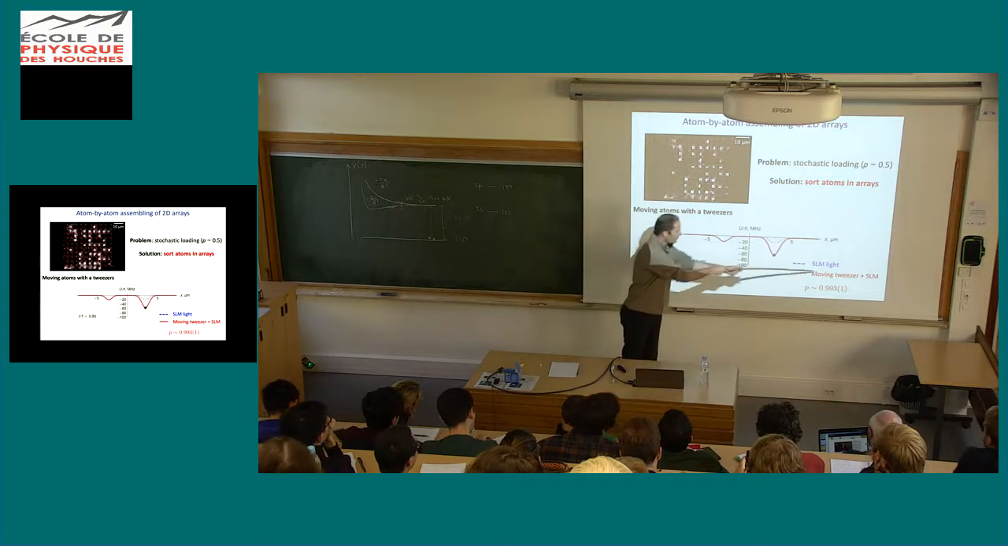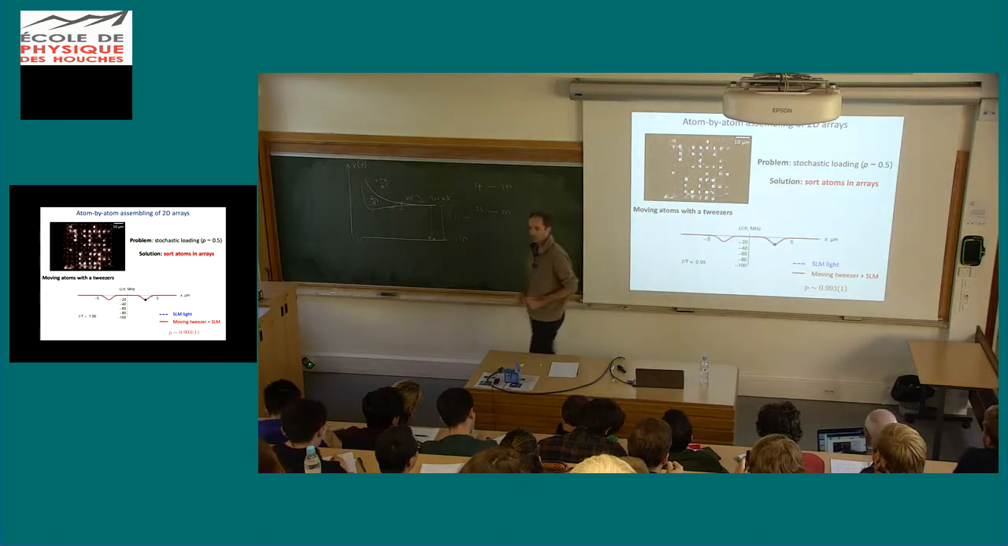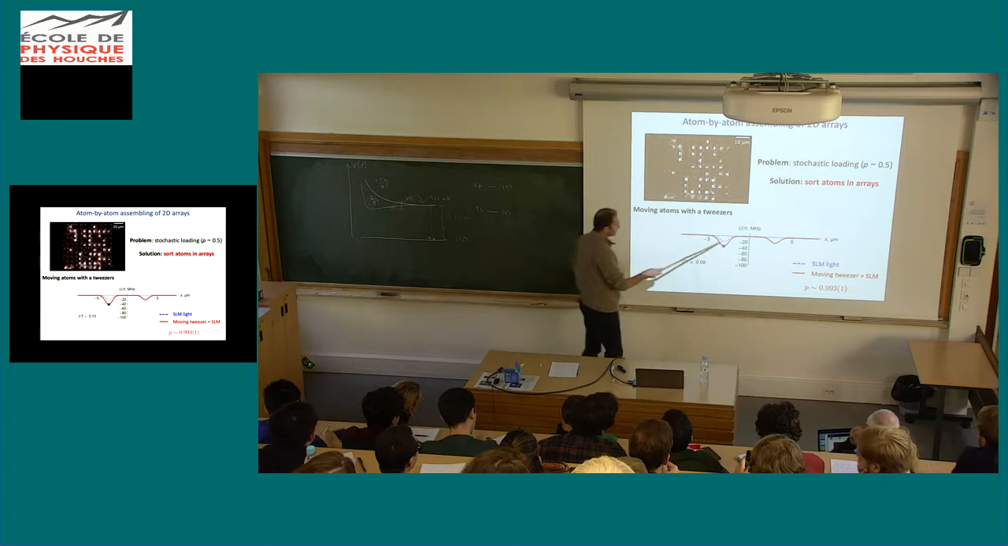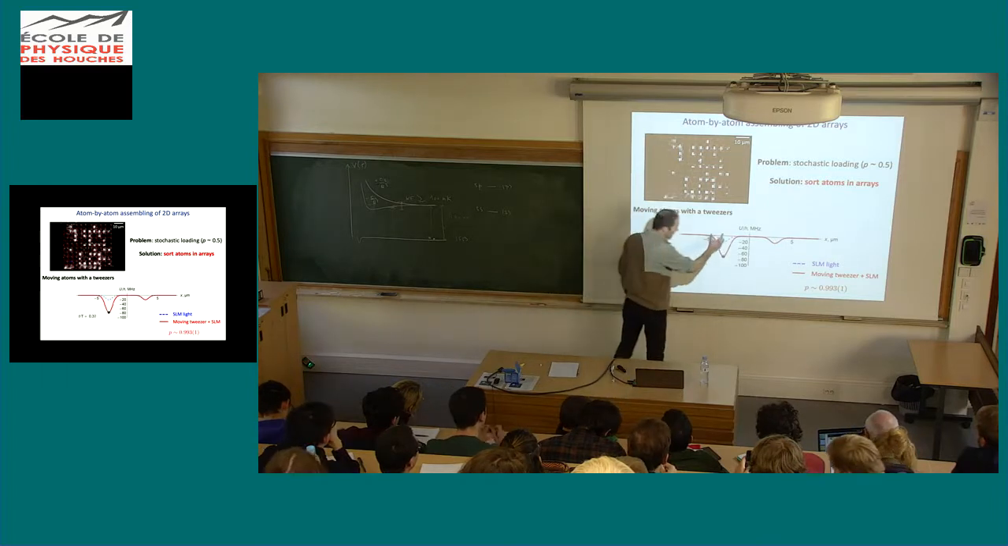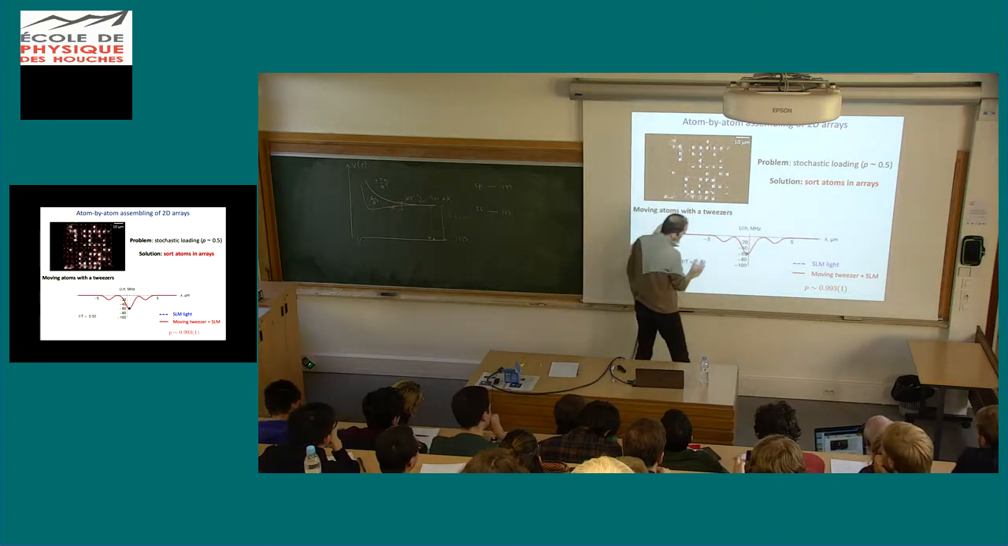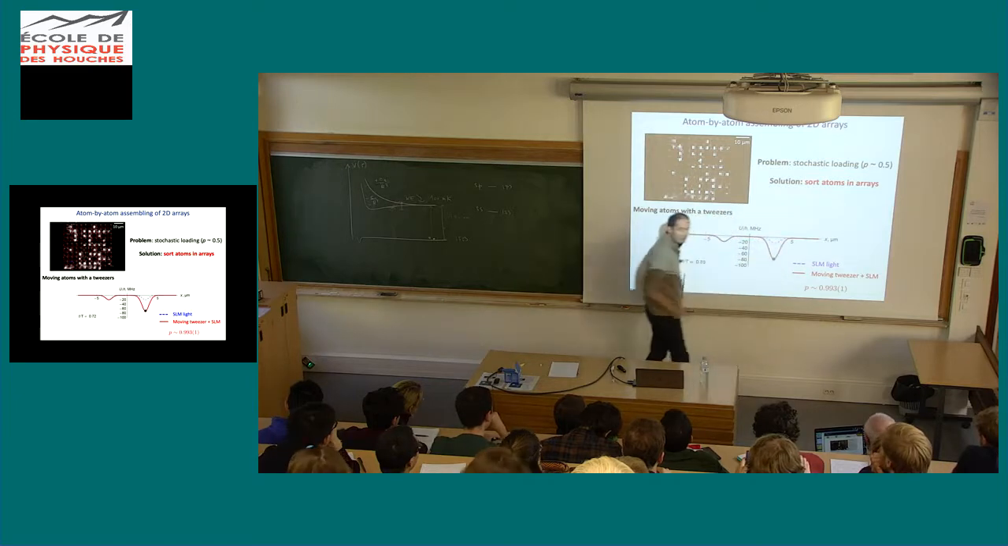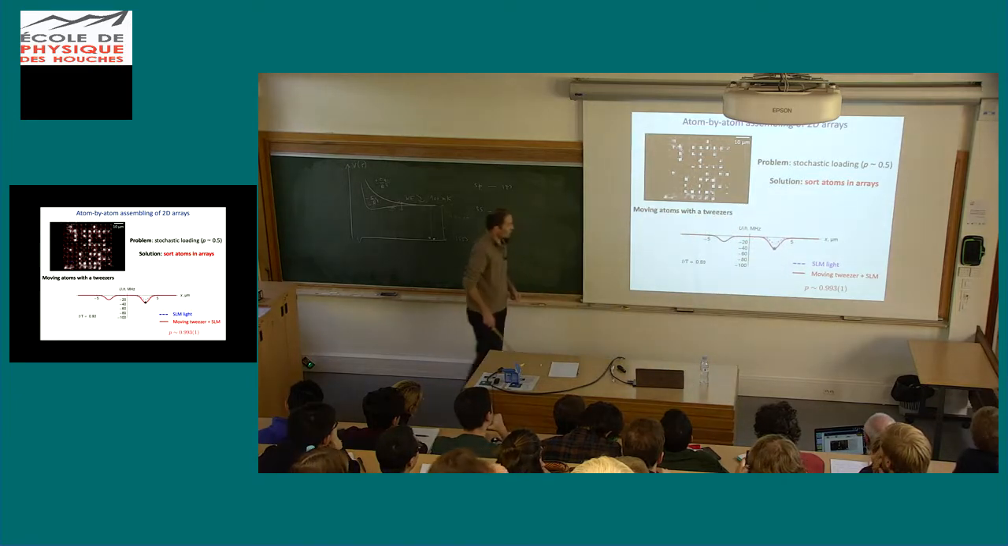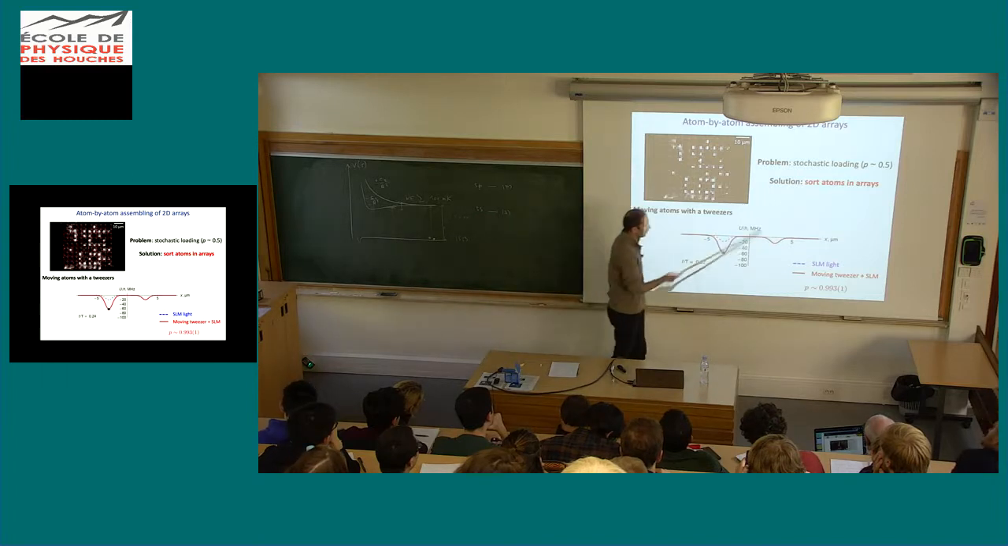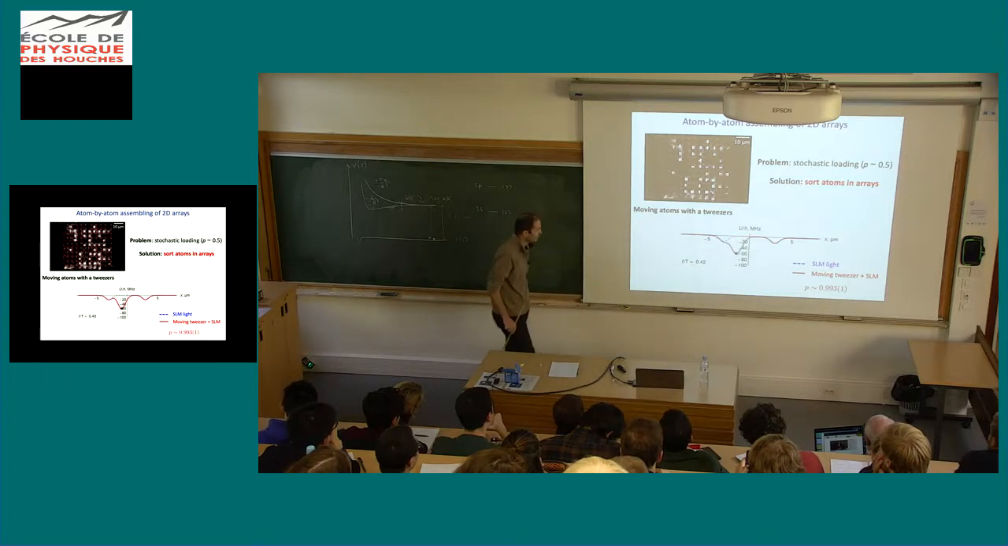In dotted line, this is the spatial light modulator potential. So an atom is trapped here. You arrive with your tweezer, you crank up the intensity, and you grab the atom away and gently put it back in another position. It takes about 1 millisecond to move one atom over a distance which is typically 10 micrometers.